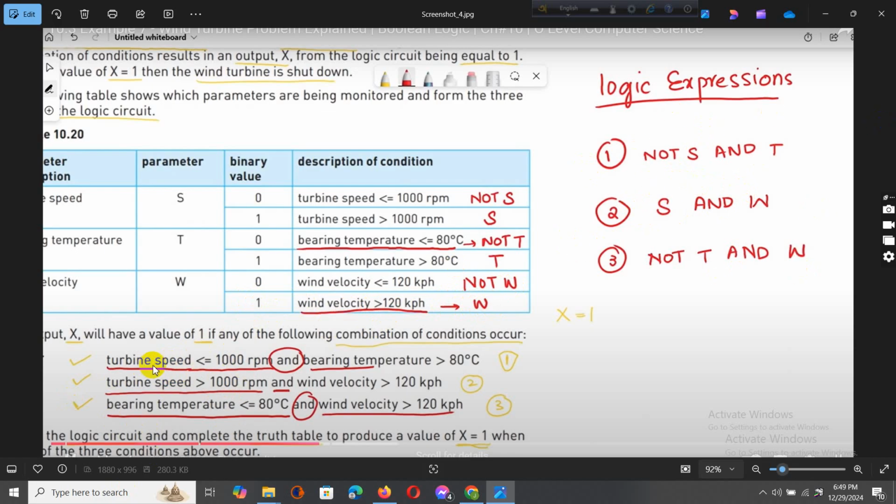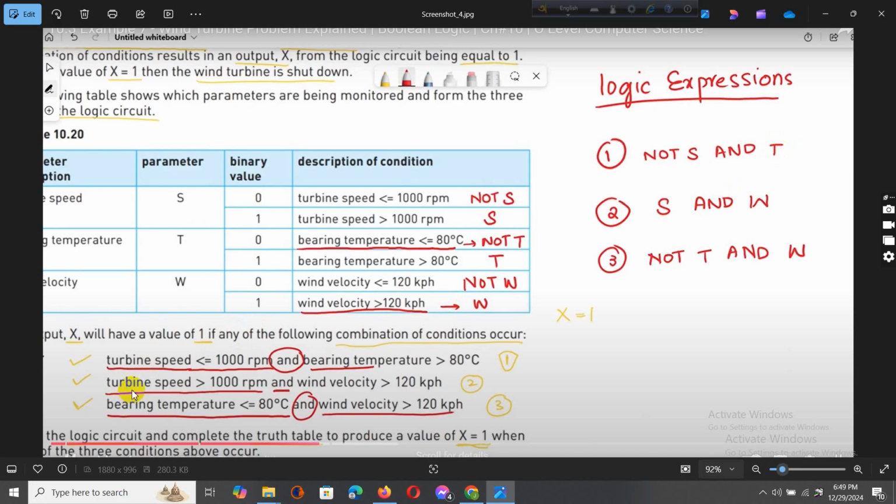The first condition says that the turbine speed is less than or equal to 1000. So you can write it as not S. And here is an AND, so you can write it and T. For T, it says bearing temperature is greater than 80 degrees centigrade, so it is 1. So you can write it as T.